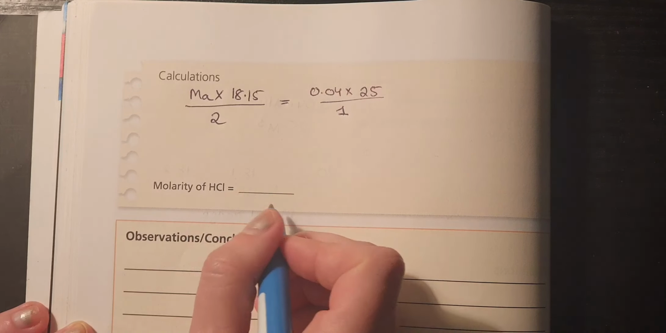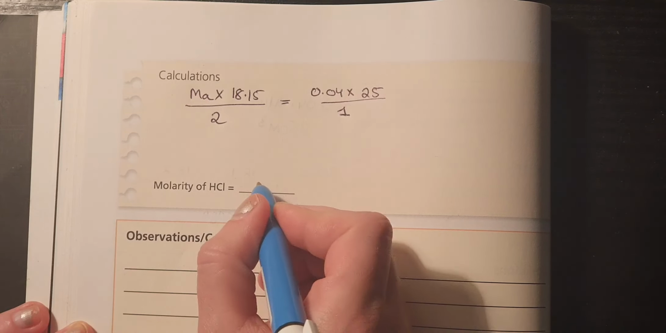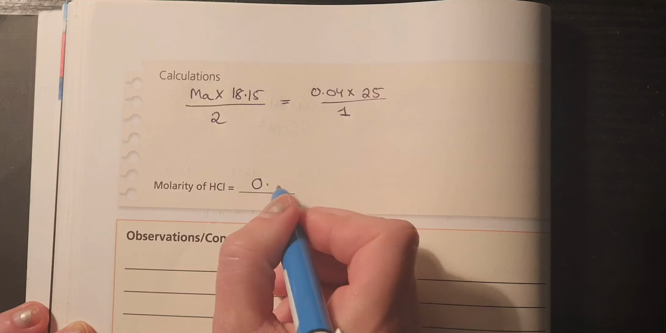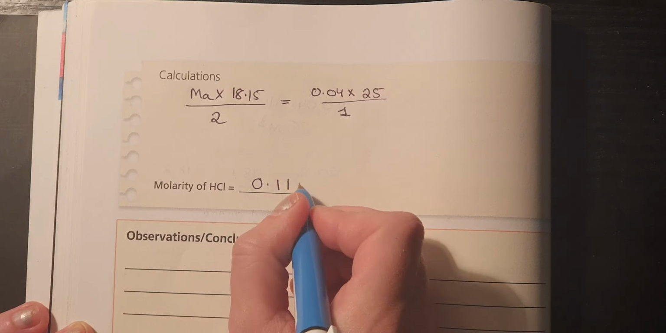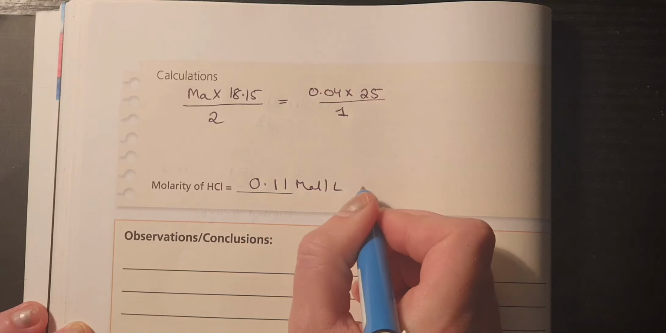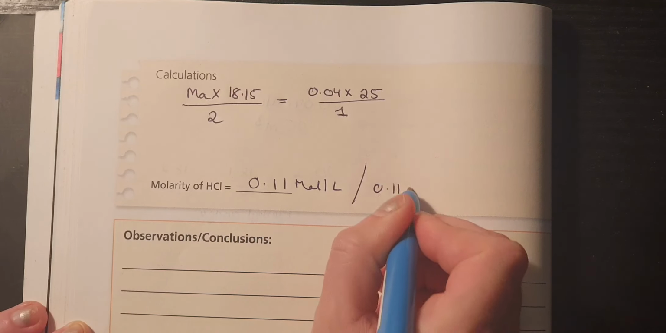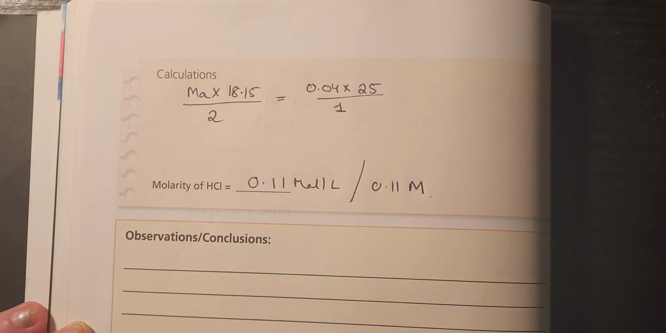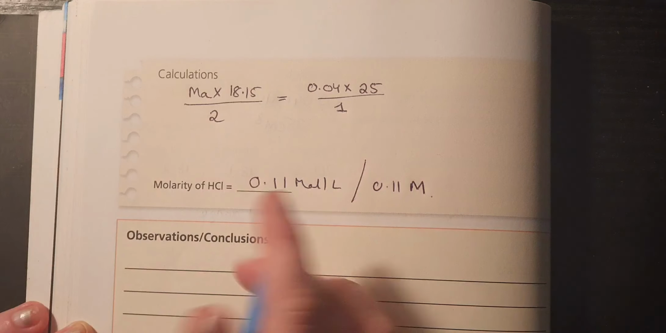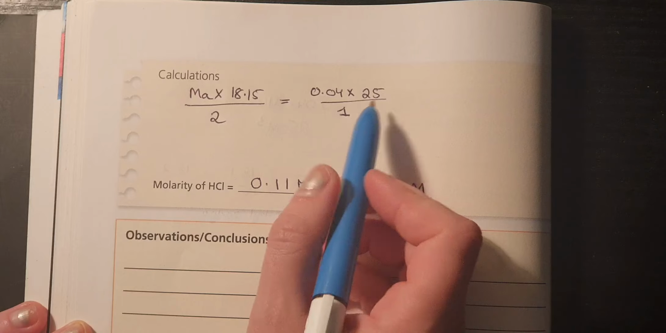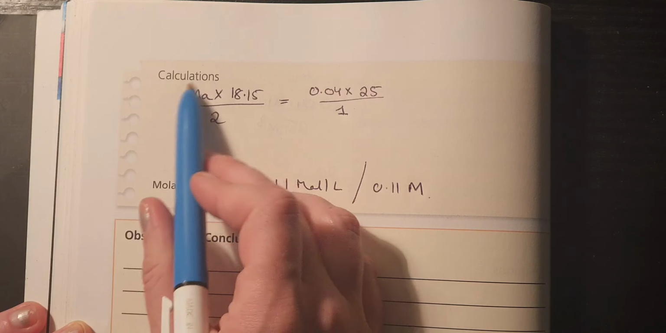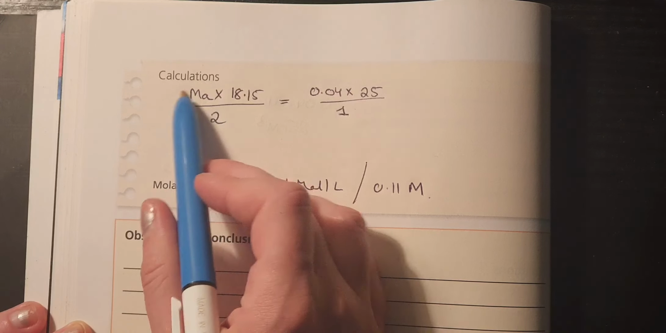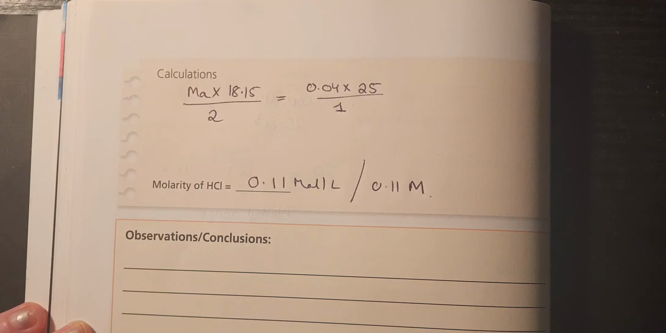You'll get the molarity of the acid to be, in my calculation anyway, 0.11 moles per litre, or you could say 0.11 molar. Either one of those. And that's it done. So this is a handy formula to find out the molarity of an acid or base, if that's the only variable that's missing. So this is usually the formula that's used for all of your titrations.